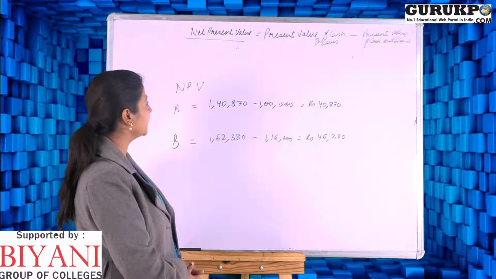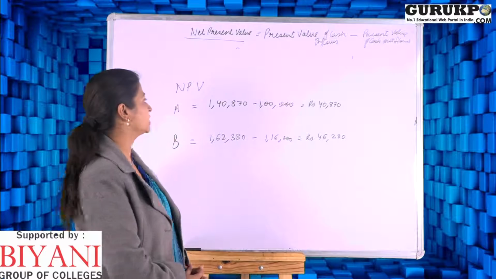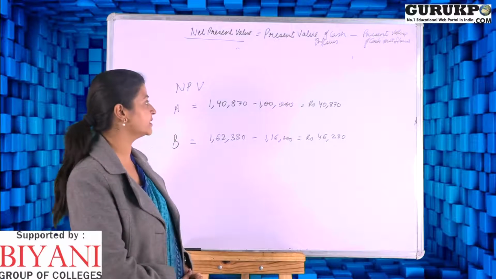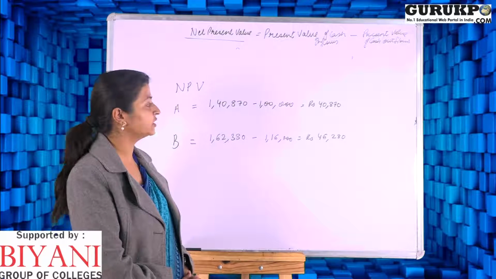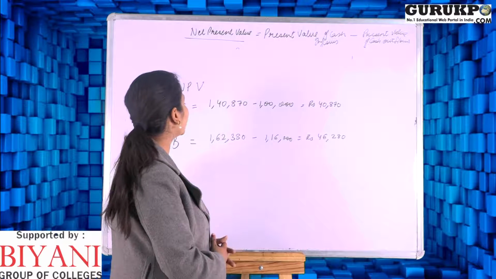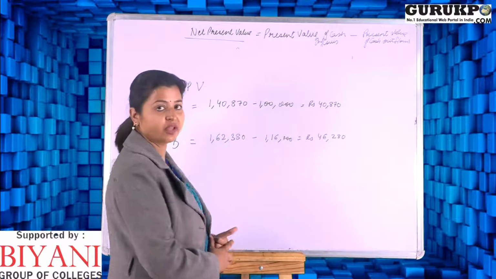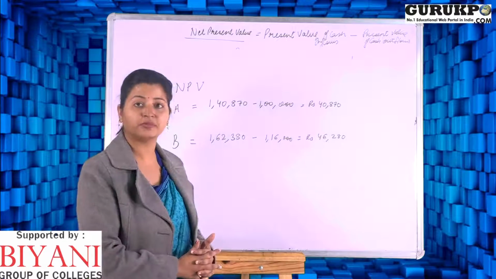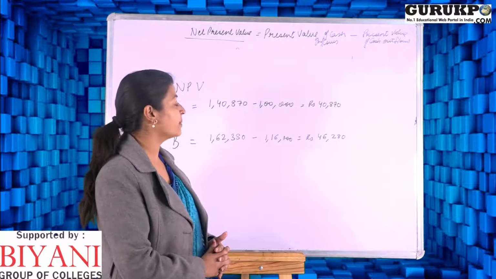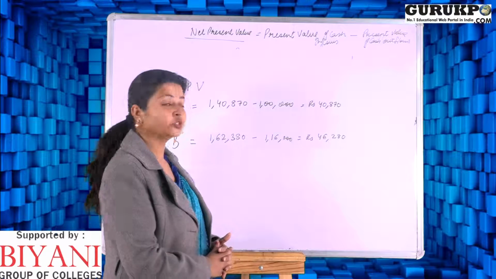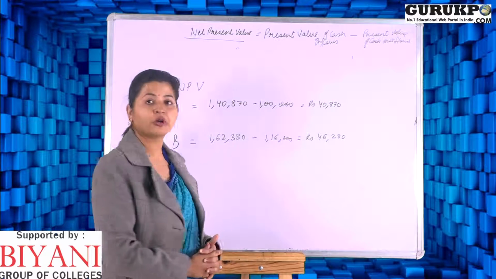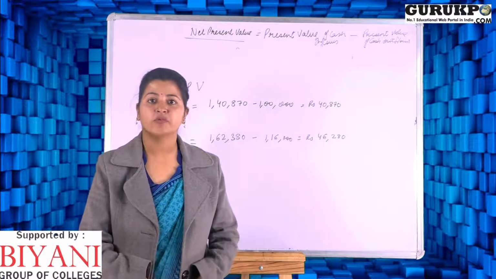Now we will calculate net present value. For machine A, the present value of cash inflow is 1,40,870. We subtract the present value of cash outflow, that is 1 lakh. It comes to rupees 40,870. For machine B, the present value of cash inflow is 1,62,380 and the present value of cash outflow is 1,16,100. So it comes to 46,280. Out of these two projects, we will select project B because it has the higher NPV.